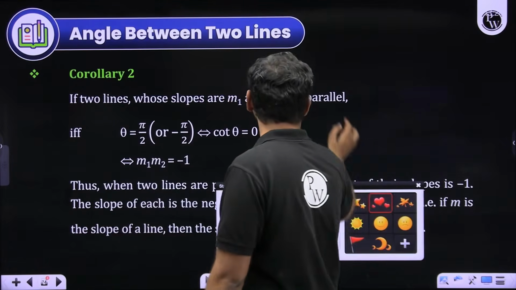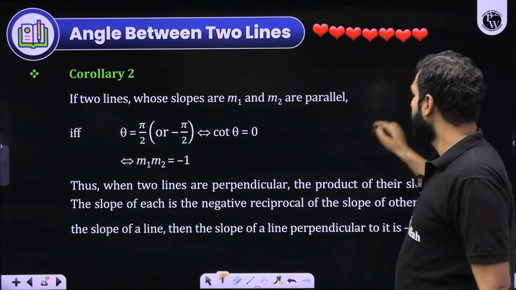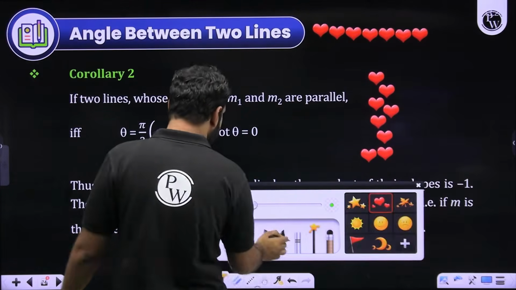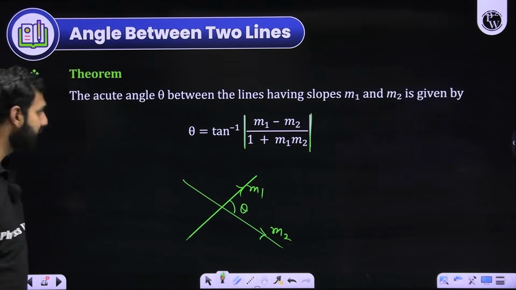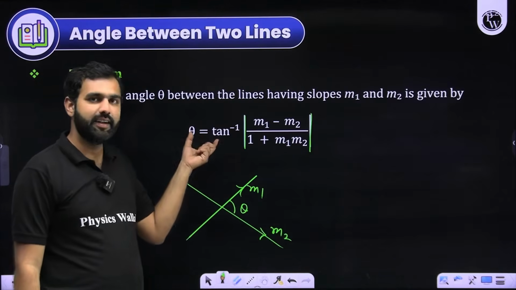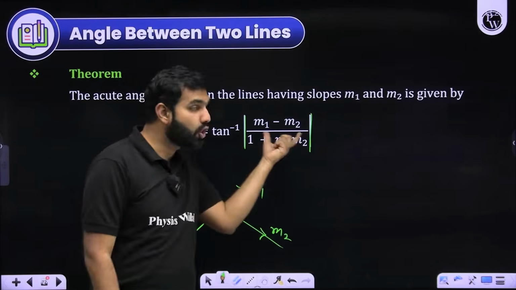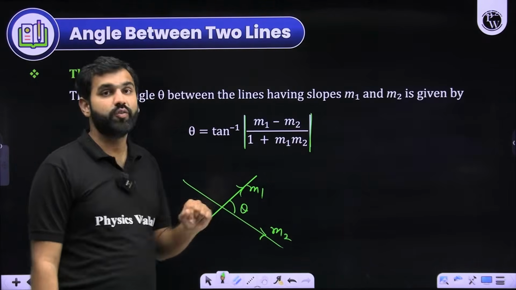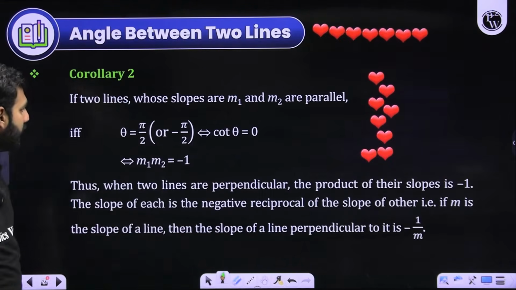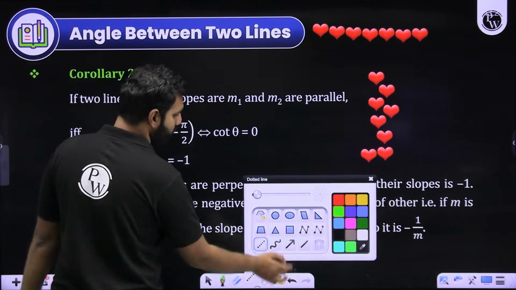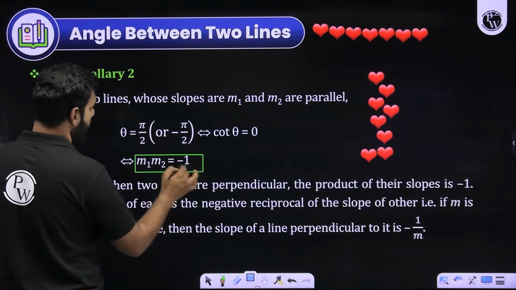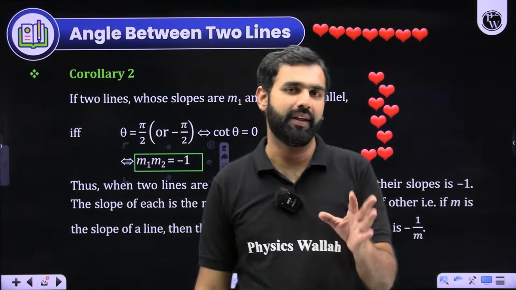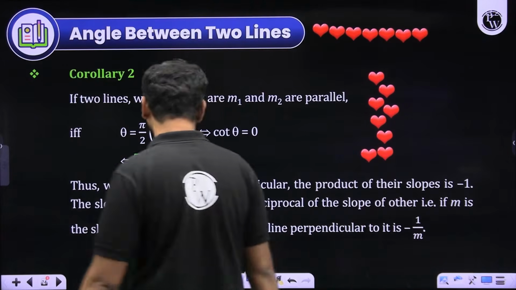The second conclusion, which is very prominently used at a lot of places, is this: if two lines are perpendicular, then of course the angle between them is going to be 90. So tan 90 is infinity, 1 upon 0, which means the denominator should be 0 if the lines are perpendicular. If 1 plus m1 m2 is 0, would I not say that m1 m2 should be equal to minus 1? So whenever two lines are perpendicular, the product of their slopes is minus 1. Always remember this.